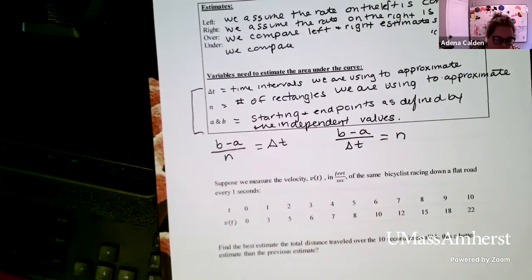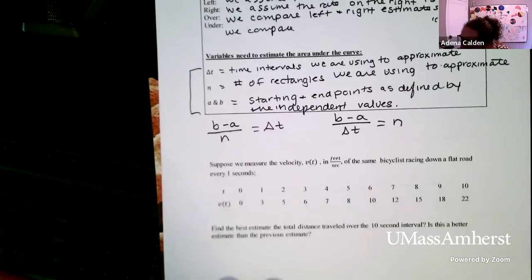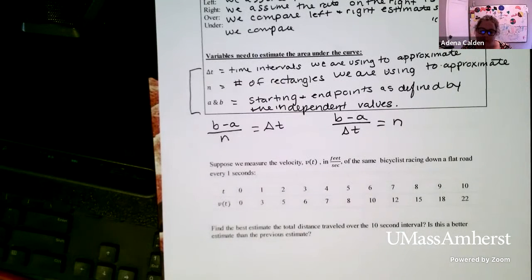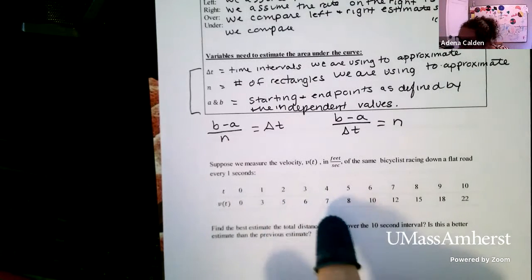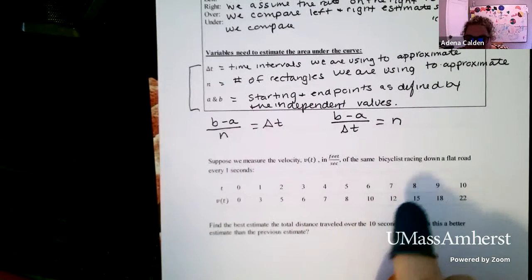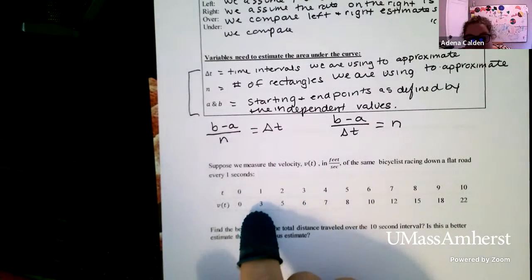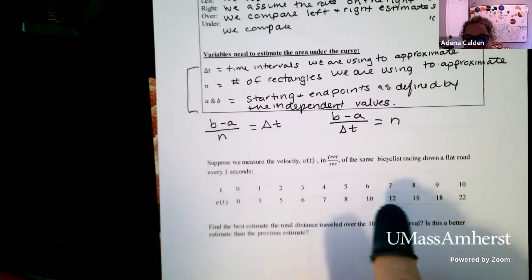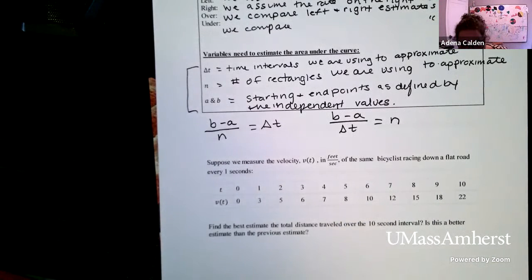Okay. So suppose now that we are going to do the same exact experiment that we were before, where we're looking at the 10-second interval. You're a bicyclist, you're racing. The only difference between the last problem and this problem is that instead of having data every 2 seconds, now we know the speed every 1 second. So we have that data. We've calculated how fast you're going every 1 second instead of every 2 seconds.